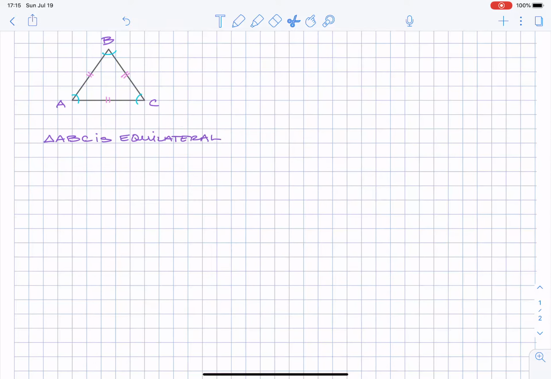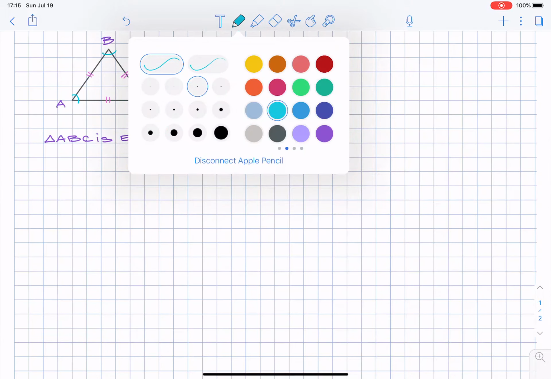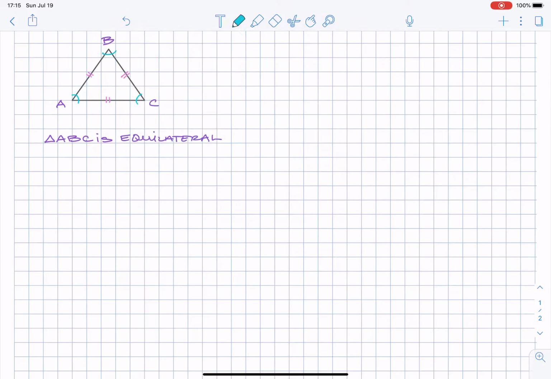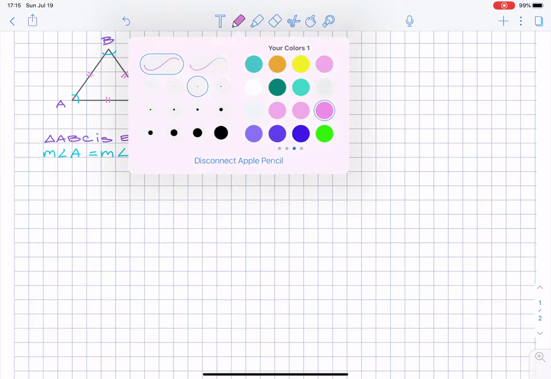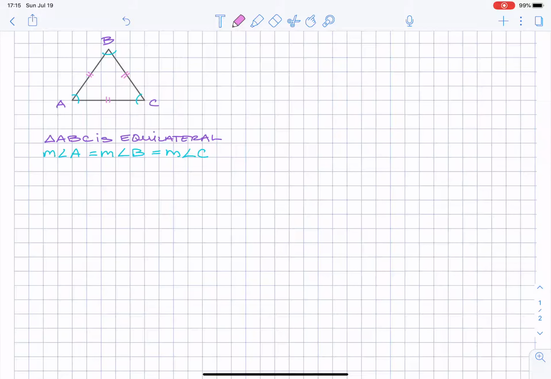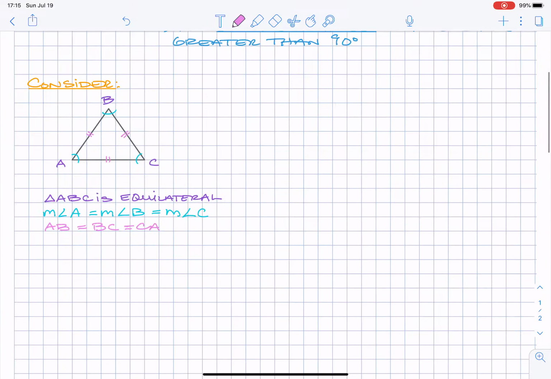But then we know that the measure of each angle has to be the same. So I'm going to say the measure of angle A is the same as the measure of angle B is the same as the measure of angle C. So each angle is the same in an equilateral triangle, which means that each side is the same. So the length of side AB is the same as the length of side BC is the same as the length of side CA or AC. Okay, so that's an equilateral triangle.